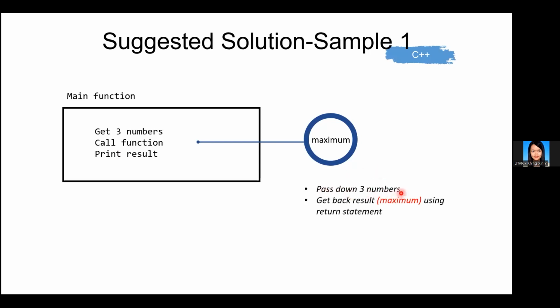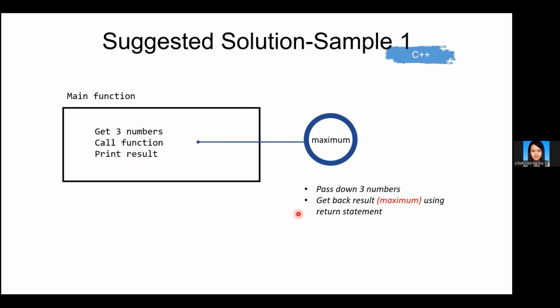And then after that, we have to decide, are we going to get back any result from this function? Of course, yes. We need to know what is the maximum result, right? So we can try to get back the maximum result using the return statement because we just have one value to be returned back. So we can just consider to use the return statement. Okay. After we are done getting back the maximum, then we just proceed to print the result, to print what is the maximum. That's all. Okay, so this is the idea, and then we can start to think.